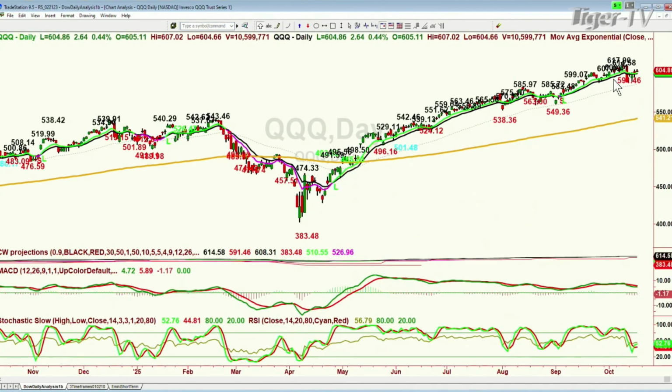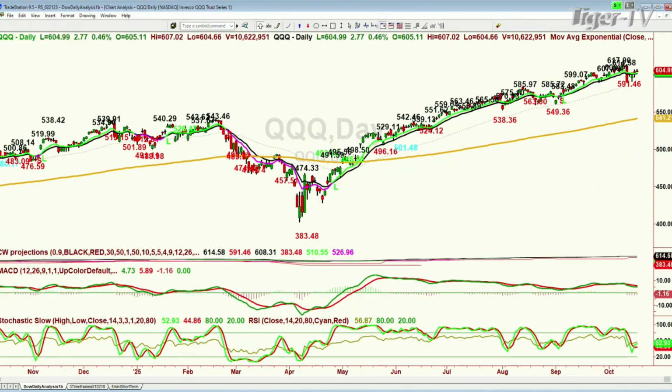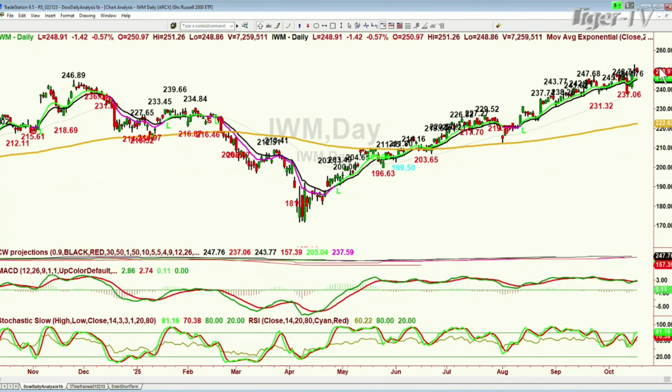And look at the cluster of resistance levels on the upside, but you've only got one support at 591.46, and we've already been to 589.05. Okay, let's go to the IWM. This is a little different. Why? Because it snuck its head above the 240. What was it?